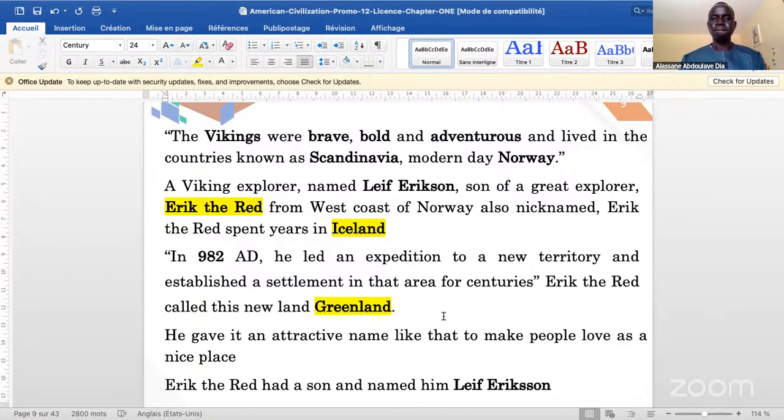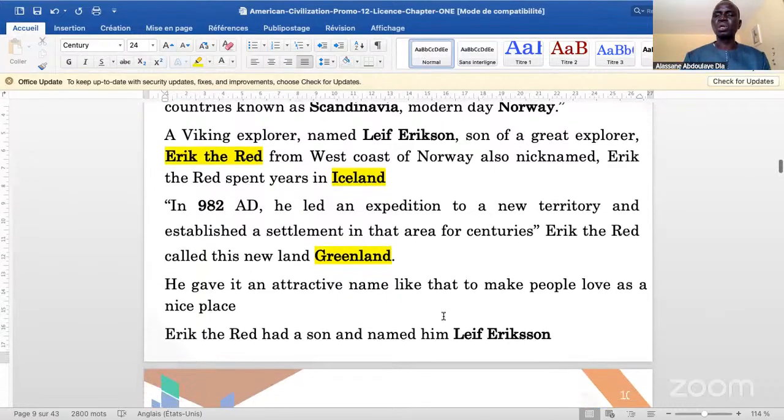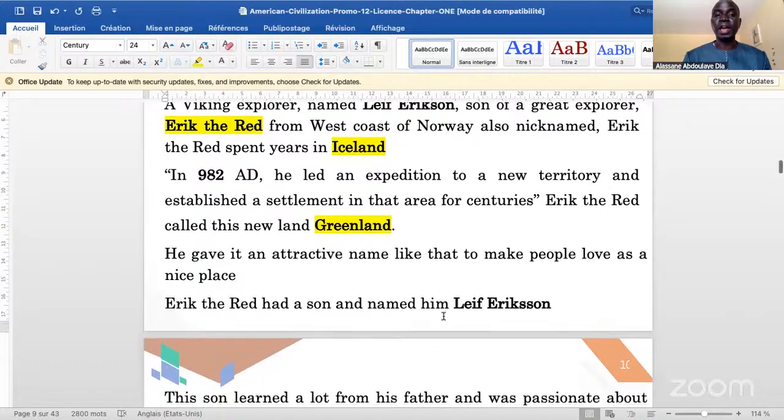Okay? And in 1982, he led an expedition to a new territory. He moved from Iceland. He wanted to see more land. That was a time of navigation and exploration. C'était le temps de découverte. And he established a settlement in an area for centuries. That was the father, Erik the Red. And that area is called Greenland.